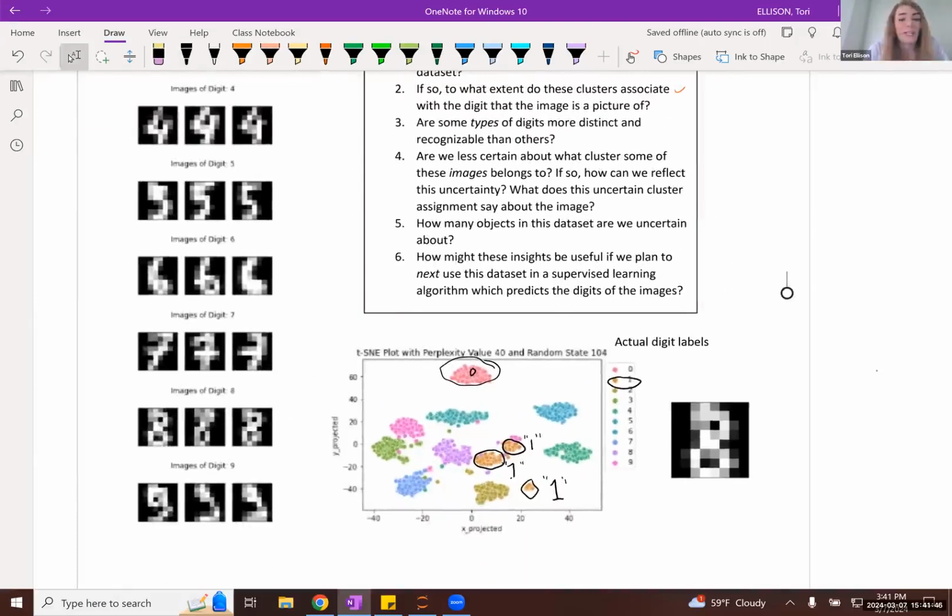And then we might also want to ask ourselves, for the purposes of an eventual supervised learning algorithm, are some of these digits more distinct and recognizable than others? So, for instance, we do see that this zero, based on this t-SNE plot, there is some suggestion that it is going to be very distinct. There's not any overlap between these zero observations and some other cluster.